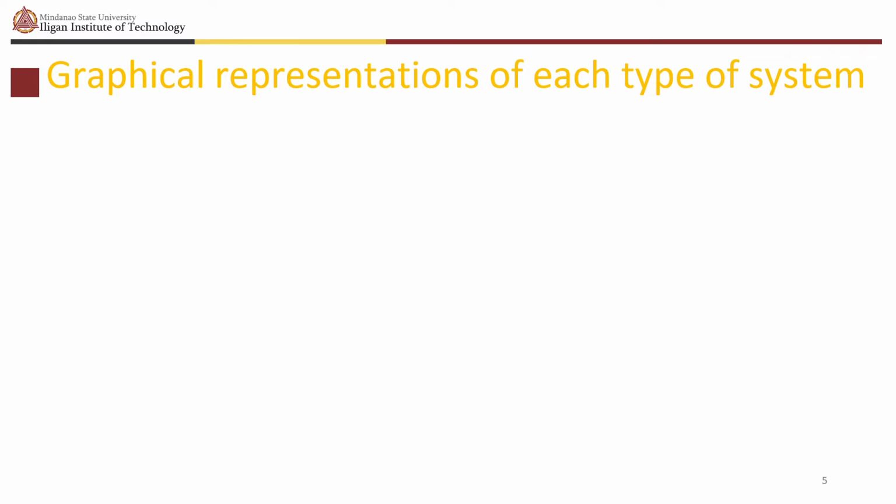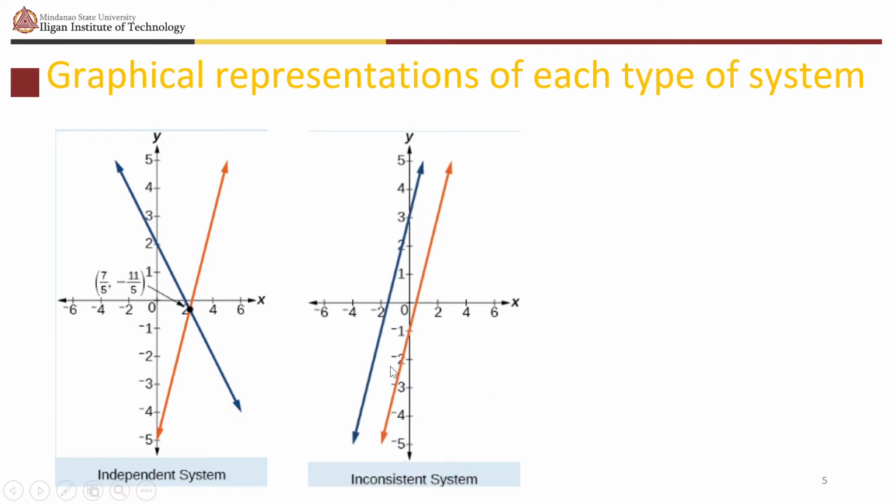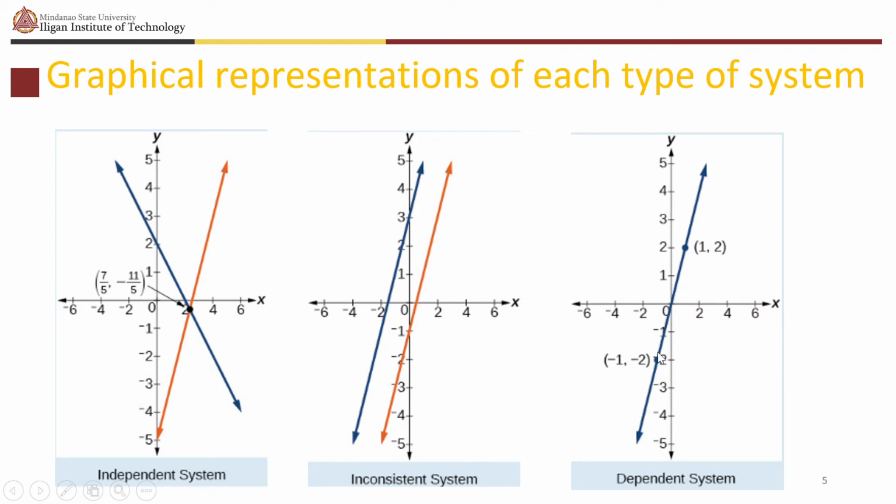Now there is what we call the graphical representation of each type of system. So this is the independent system, wherein we have one point of intersection, which is actually the solution set. We also have your inconsistent system, wherein we have two parallel lines, so there is no solution. And the last one here is the dependent system, wherein we have infinite solutions because they are exactly the same line.